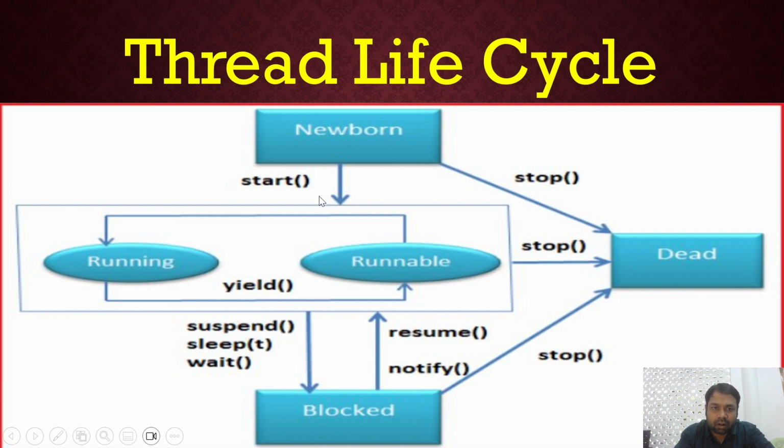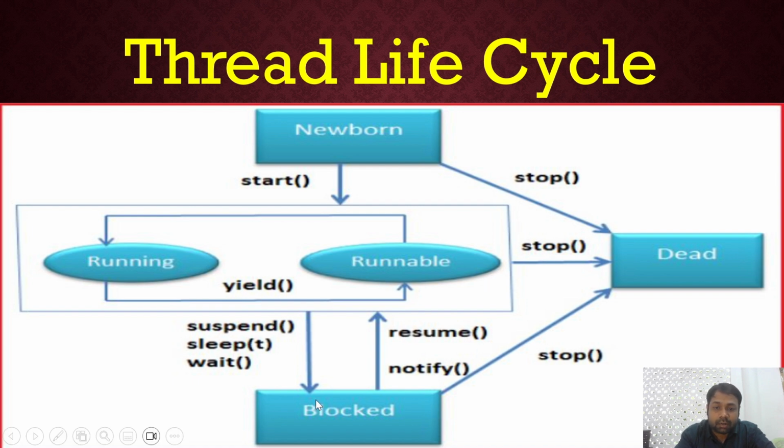Whenever we use the start method, it will go to the running state. For example, if you want to halt or stop for some time, then we can use the yield method. Then it will go to the runnable state. When the yield method is used, it will go to the runnable state, just to halt for some time.